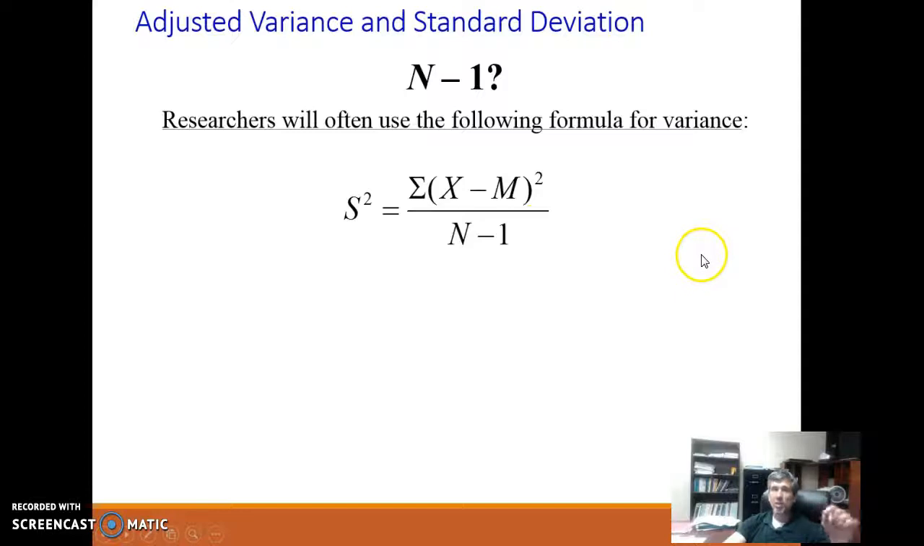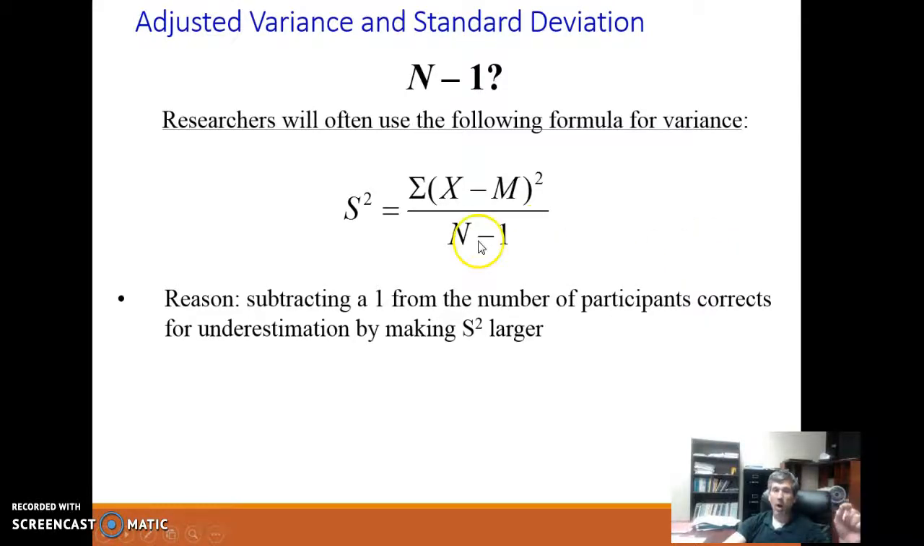This is the most commonly used formula for variance. The reason why: we make the denominator a little bit smaller. That makes the result a little bit bigger. If you divide 20 by 5, you get 4. If you do n minus 1, subtract 1 from the denominator, 20 divided by 4 is 5. You get a bigger number. So the denominator gets a little smaller, the variance gets a little bit bigger.